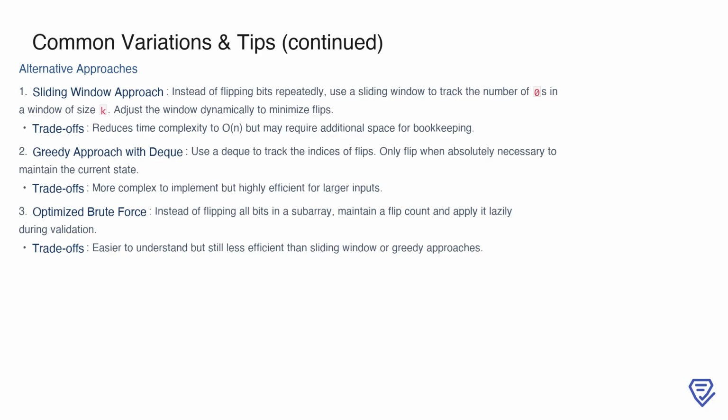Another highly efficient method is the greedy approach using a deque. This method tracks the indices of flips and ensures flips are performed only when absolutely necessary to maintain the desired state. While this approach is more complex to implement, it offers significant performance benefits for larger inputs. Lastly, an optimized brute force approach involves maintaining a flip count and applying flips lazily during validation rather than flipping all bits in a subarray directly. While simpler to understand, this method is less efficient than sliding window or greedy techniques.